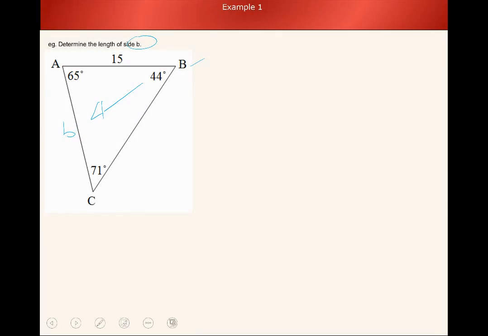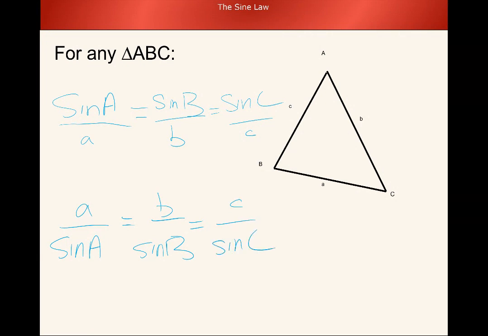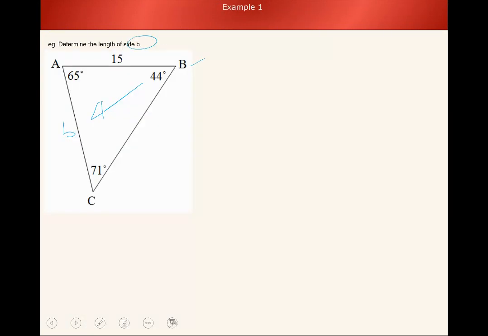Now, before I do this, I should tell you, go back here and say that this is completely reversible as well. I'm just noticing that we may need that in the first example. I can put the lowercase, the side lengths on the top, and the sine angles on the bottom. Works just the same. And since we're solving for a side length, I'm going to do that.